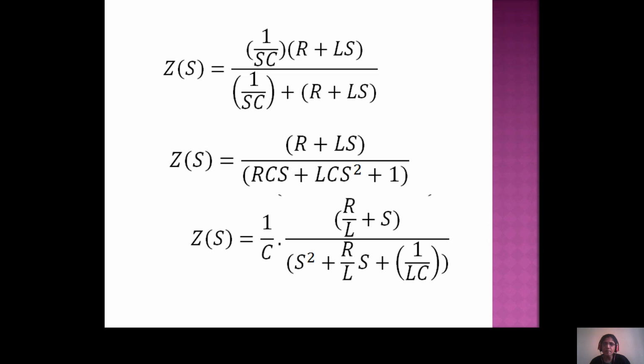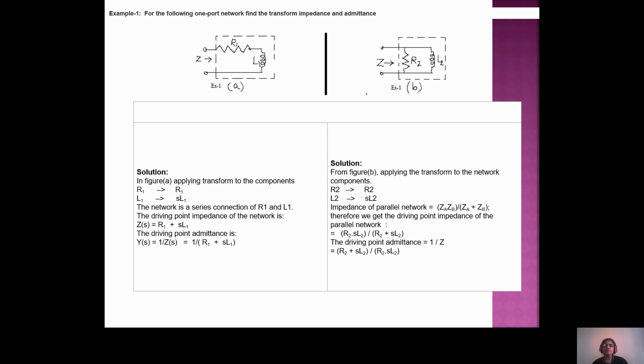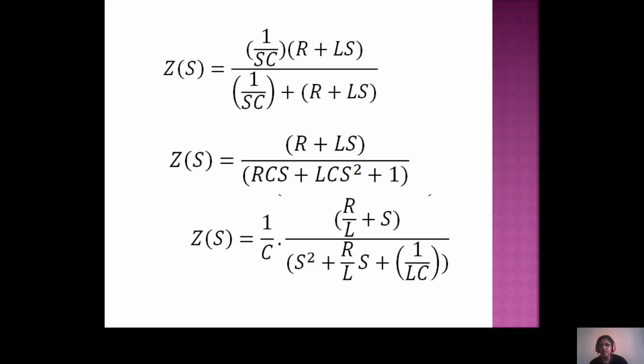So Z of S equal to 1 by SC into R plus Ls, by 1 by SC plus R plus Ls. So Z of S is equal to R plus Ls by SC, S cancels, so RCS plus LCS square plus 1. So Z of S equal to 1 by C common, then you get R by L plus S by S square plus R by LS plus 1 by LC. So we get the total. This is how you find the impedance of this function: Z of S equal to 1 by C into R by L plus S by S square plus R by LS plus 1 by LC.